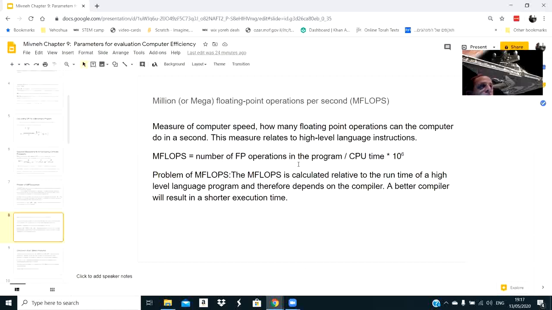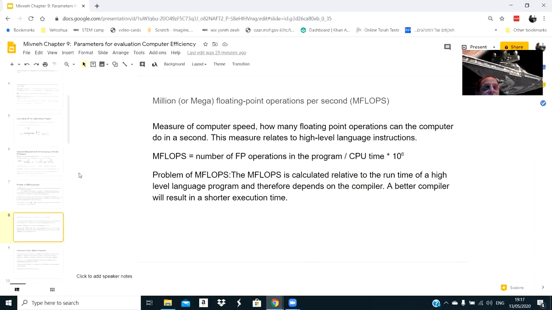By making his cycles shorter, but making the command take a little bit longer, was it a good idea or not? That's in comparison to the older program, to the older computer. So again, the problem of MFLOPS. The MFLOP is calculated relative to the runtime of a high-level language. Therefore, it depends on the compiler. So this is another aspect that we throw in now, another level of uncertainty.